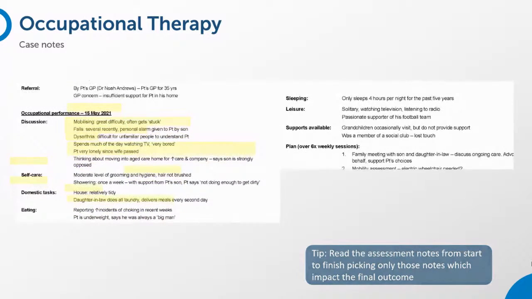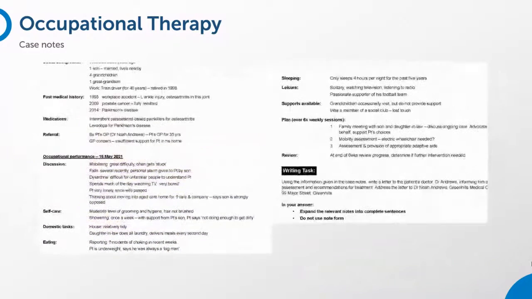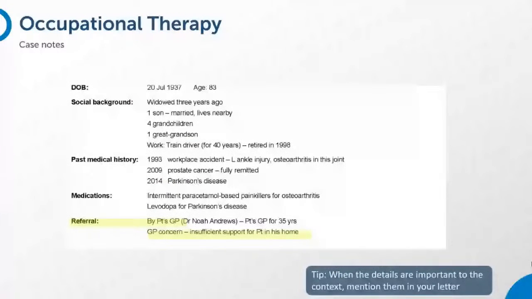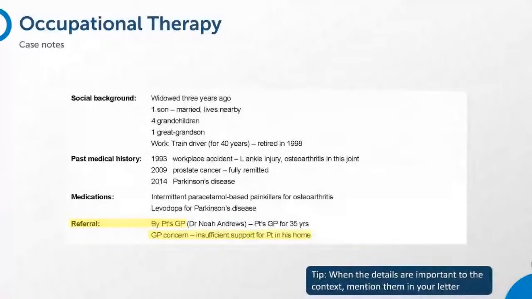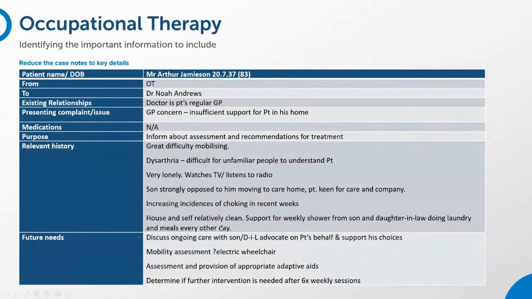From the remaining sections of case notes, only the detail in the referral section, which is the context for the assessment, is important. The doctor would already be familiar with all of the other details. The doctor has referred the patient to us in the first place. That's a really important detail to pick up and to include in your letter. So this table contains those details that we've just agreed to be important to include in your letter.